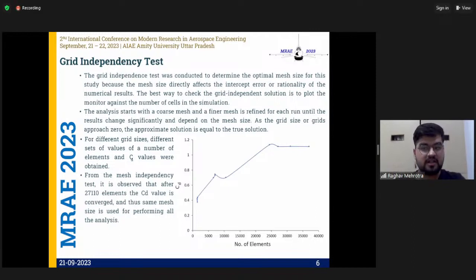It kept on increasing the number of elements, and as you can see in the graph, after 27,110 elements it is becoming a straight line, which means the mesh is converged after 27,110 elements. So we took those mesh settings at which we got the CD values as constant. The initial value, which you can see here as my cursor is pointing, is our mesh setting.